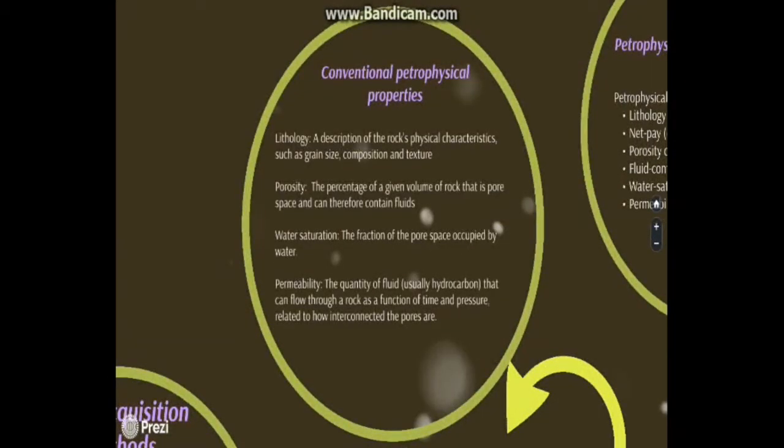There are four types of conventional petrophysical properties: lithology, porosity, water saturation, and permeability. Lithology, a description of the rock's physical characteristics such as grain size, composition, and texture. Porosity, the percentage of a given volume of rock that is pore space and can therefore contain fluids. Water saturation, the fraction of the pore space occupied by water. And permeability, the quantity of fluid, usually hydrocarbon, that can flow through a rock as a function of time and pressure, related to how interconnected the pore spaces are.